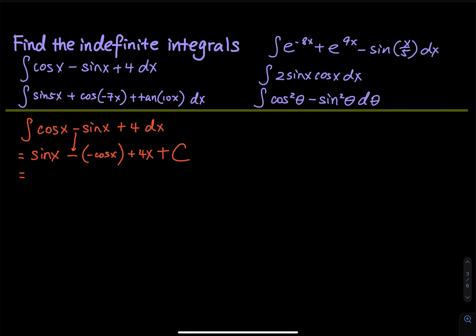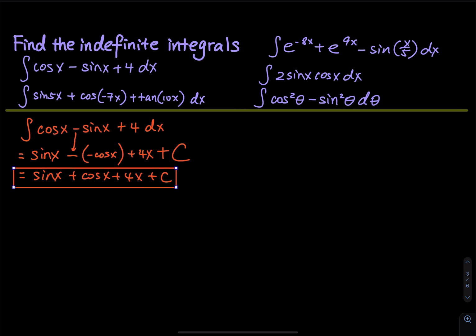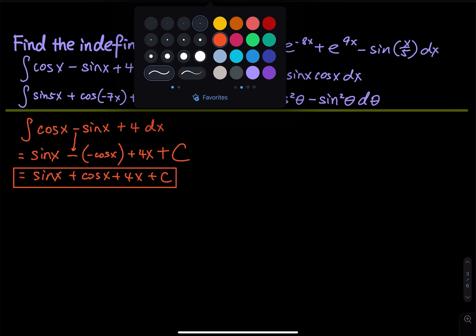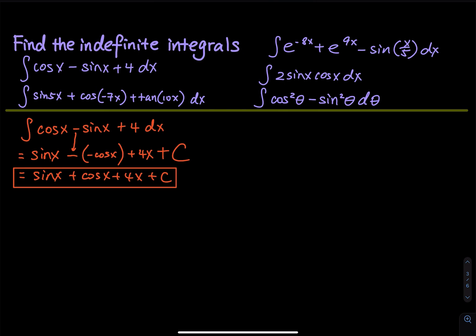Okay, what is that equal to? So we have sine of x plus cosine of x, and then plus 4x plus c. This is our final answer. And how do I know this final answer is right? Simple. All you have to do is take the derivative of that and you will be able to get back to the integrand.